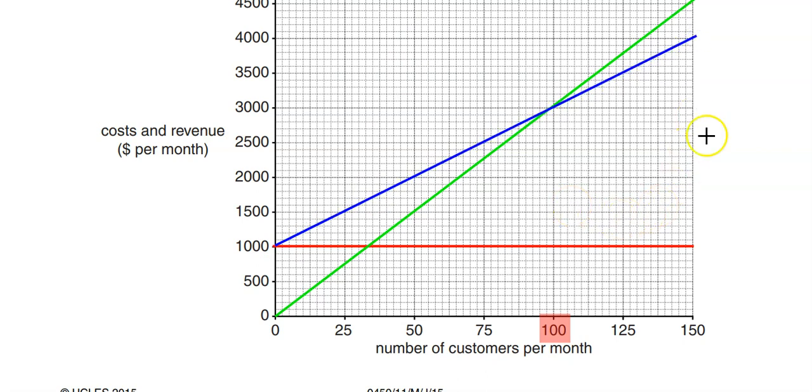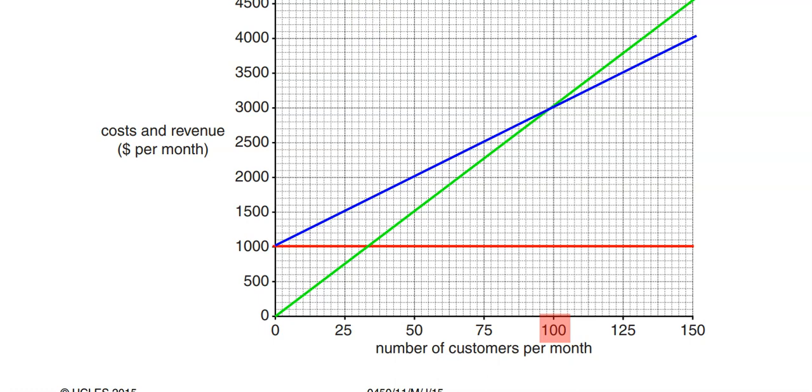Okay, and label it, say, this is the total cost line. Labeling is important, so don't forget to label the lines. Fixed cost line, and here the green one is the total revenue line, and the blue one is the total cost line. Okay, so we're done. You got the 4 marks. Of course, in the exam, this would take 1 minute, because what we did here, we used the ruler. We know that the break even will be 100 customers.